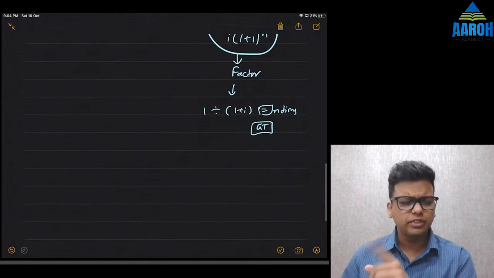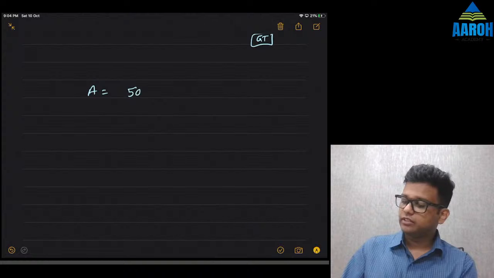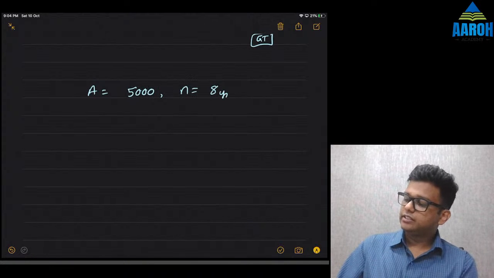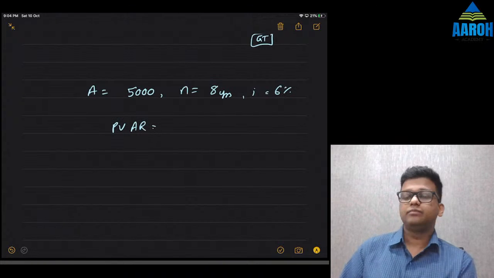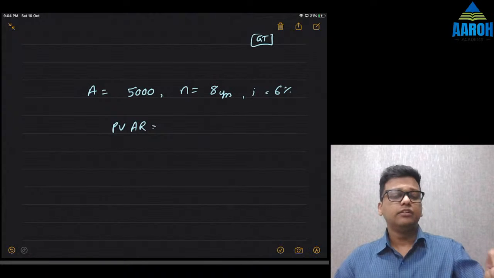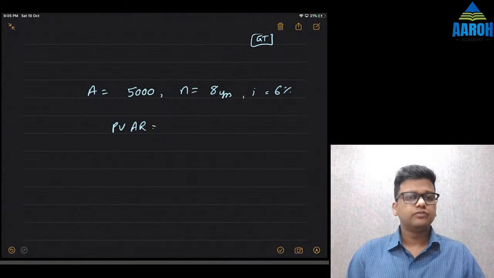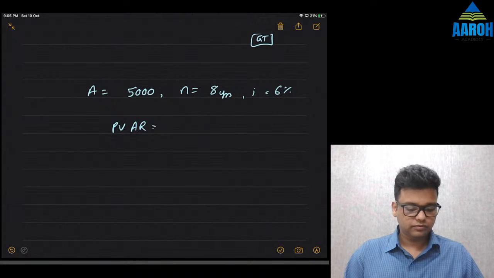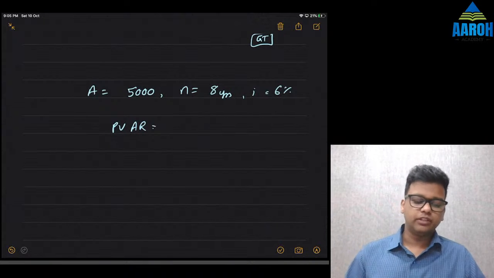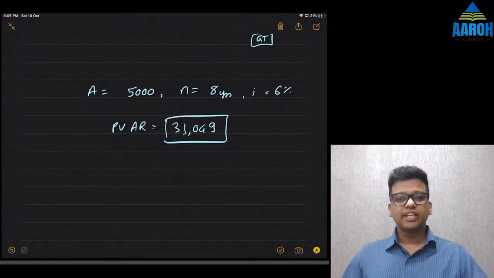Let's take one question of this for revision, then we'll go ahead. Try to find this. If the annuity amount is 5,000, n is 8 years, I is 6%, try to find the present value of annuity regular. Can you try this? Fast. As soon as you see the question, you should immediately start calculating on the calculator. So 1 divided by 1.06, 8 times equal to, grand total into 5,000. That should give us 31,049 approximately.